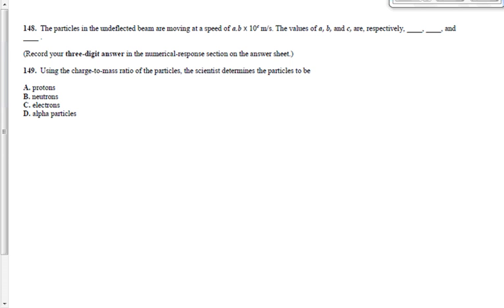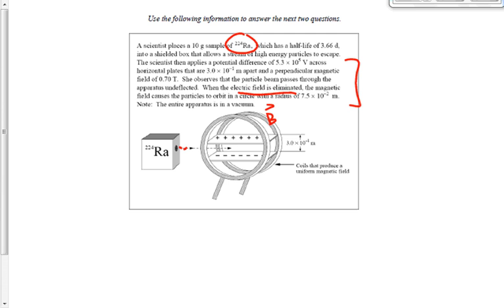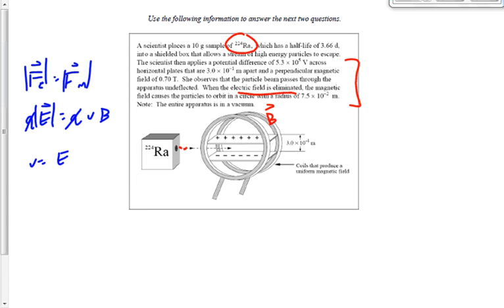The particles in the undeflected beam are going how fast? Well, let's treat it like the velocity selection chamber, where we know that Fe equals Fm. Q times E is going to be equal to QvB, and we're going to solve for v. But we've got a bit of a problem here. It's not huge, but a bit of a problem. What are we going to do? We don't know what E is.